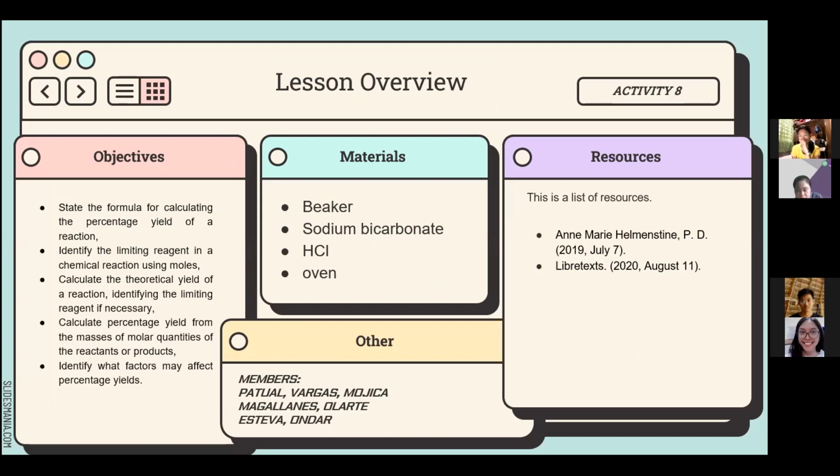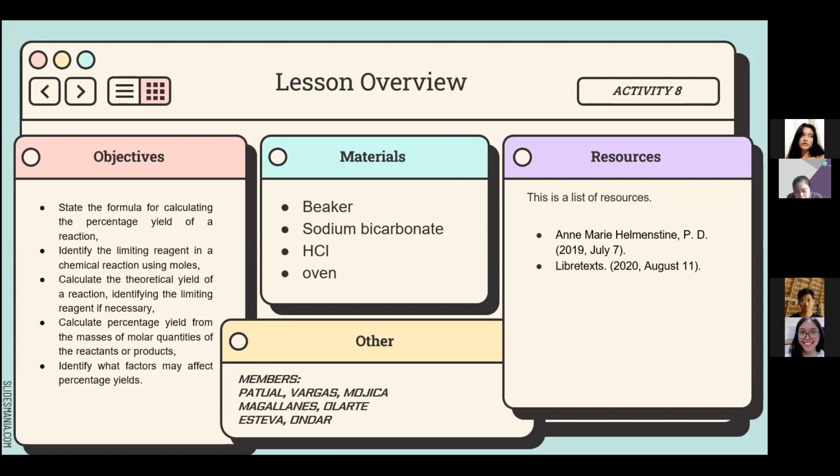Good morning, everyone. Our objectives in this activity are to state the formula for calculating the percentage yield of a reaction, to identify the limiting reagent in a chemical reaction using moles, to calculate the theoretical yield of a reaction, identifying the limiting reagent if necessary, to calculate percentage yield from the masses or molar quantities of the reactants or products, and to identify what factors may affect percentage yields.